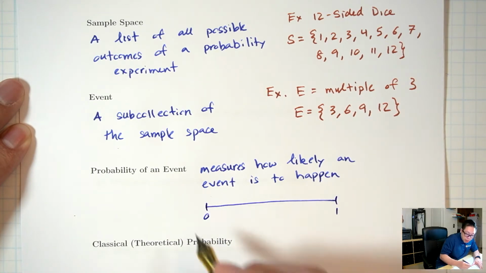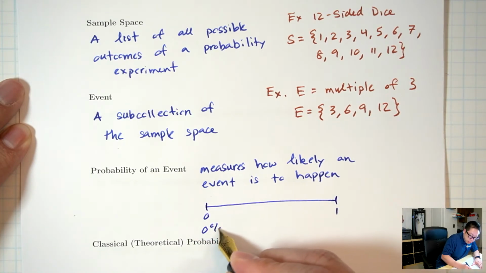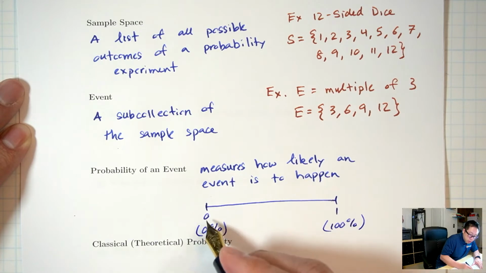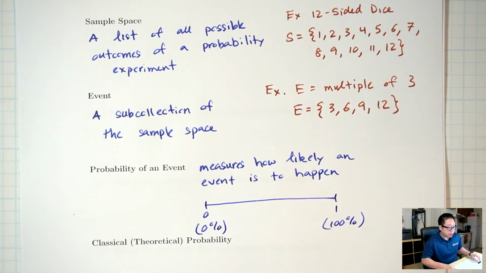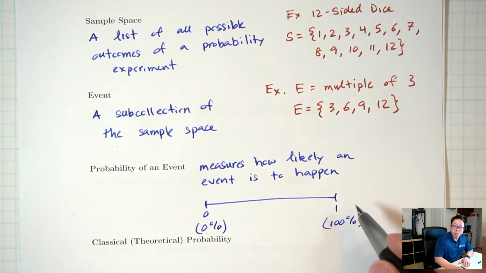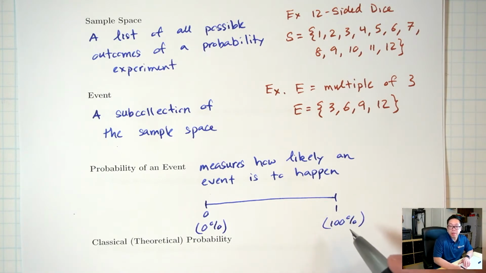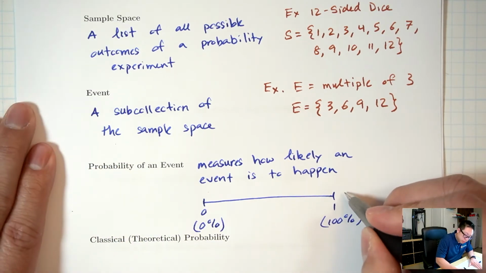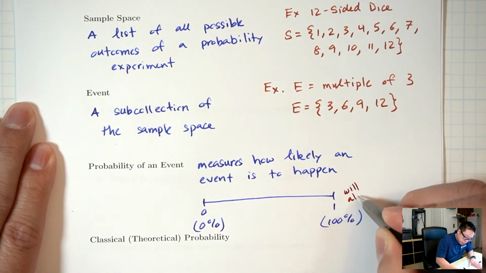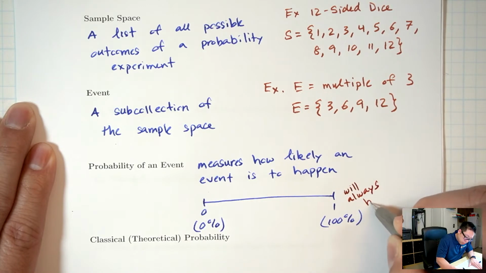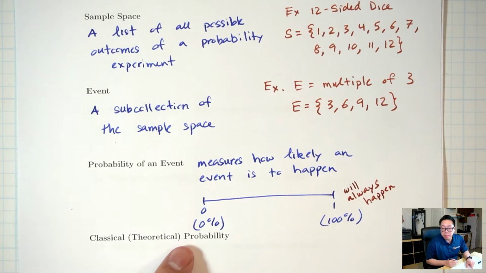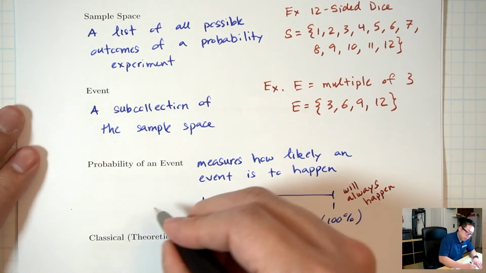Right? As a percent, 0 is 0%. 1 as a percent is 100%. Most of the time for this class, we'll talk about probability using decimals. So a probability of 1, what does that mean? So if something has a 100% chance of happening, what does that mean? It means that it's always going to happen. And if something has a 0% chance of happening, that means it's never going to happen.